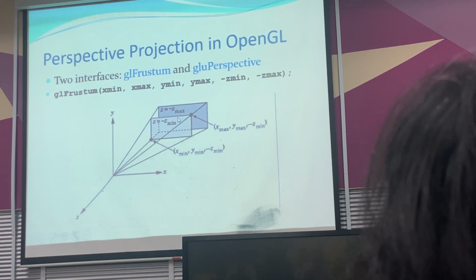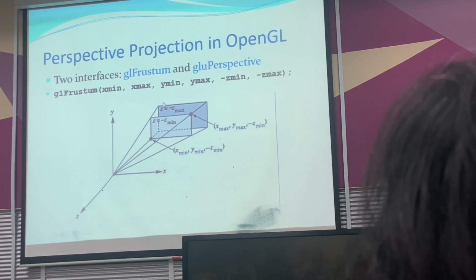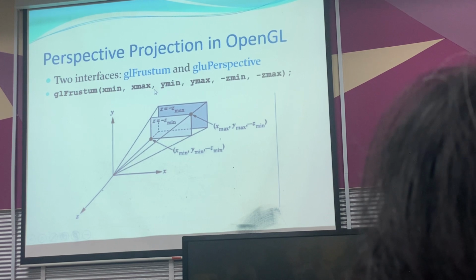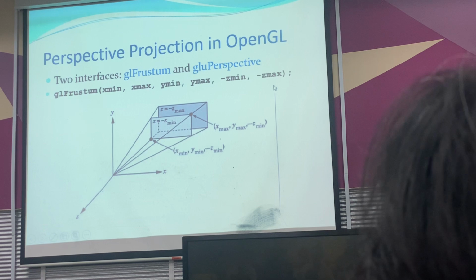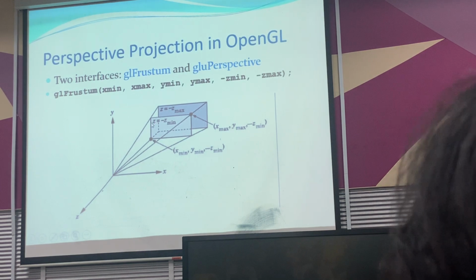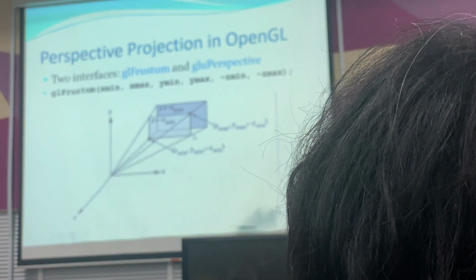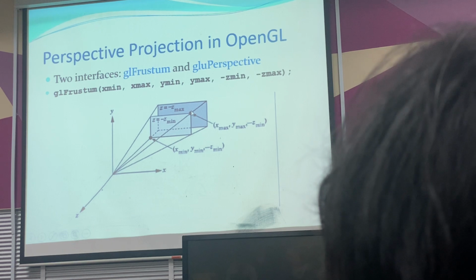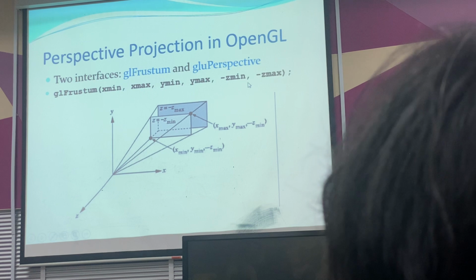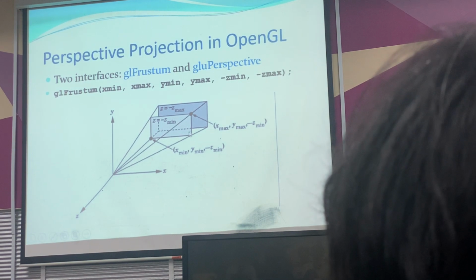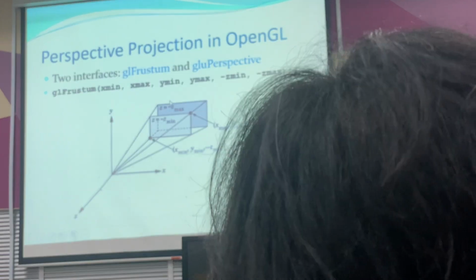glFrustum is to set the viewing volume, similar to glOrtho just now. This shape is the viewing frustum or viewing volume. You have to pass in, as in ortho, your left, right, bottom, top, and near, far. In perspective frustum, your left and right are similar to X-min and X-max, and your bottom and top are Y-min and Y-max. Near and far are Z-min and Z-max. The front one here is your Z-min, your near plane. The one at the back, a bit bigger, is your Z-max, your far plane.